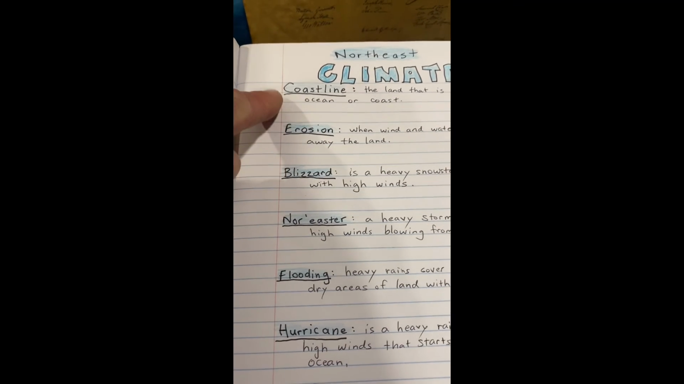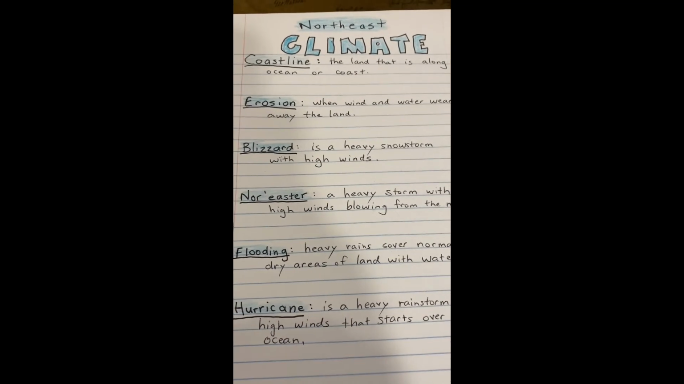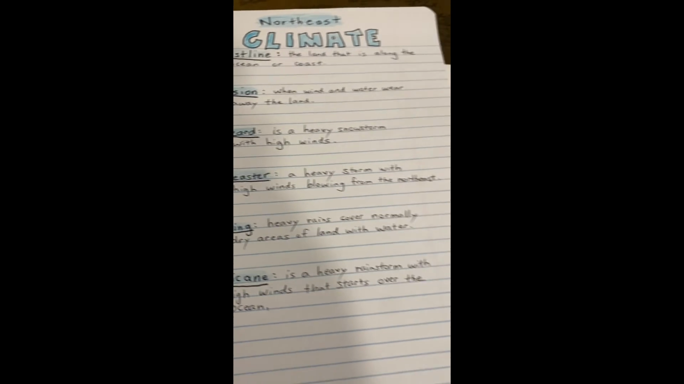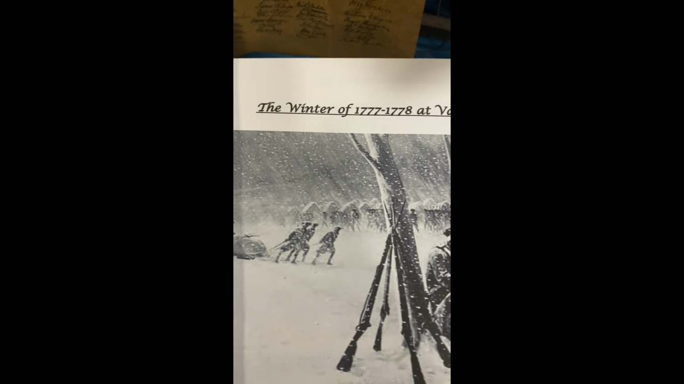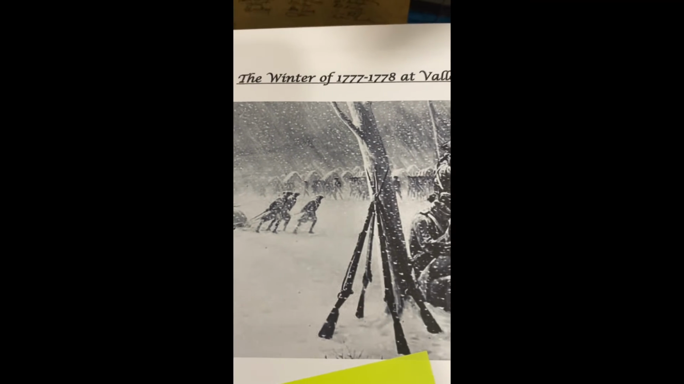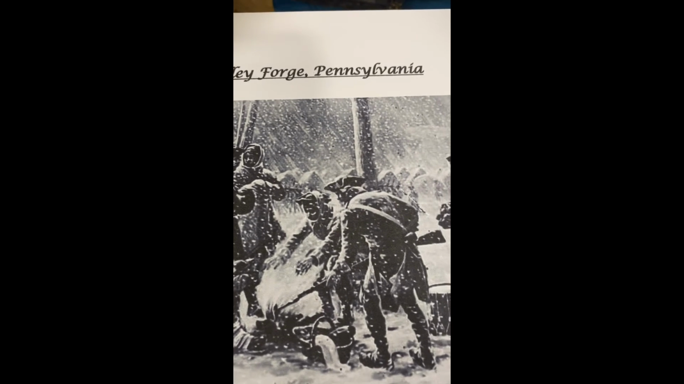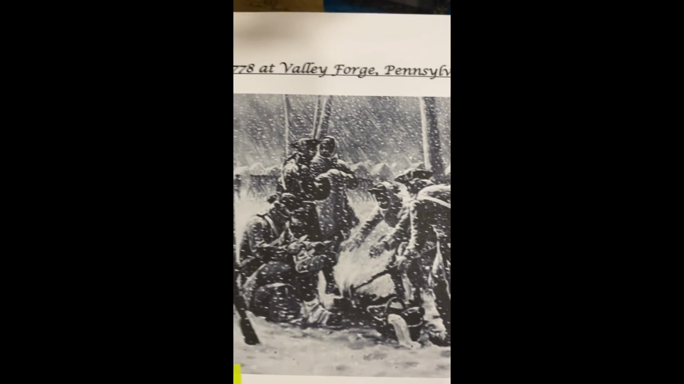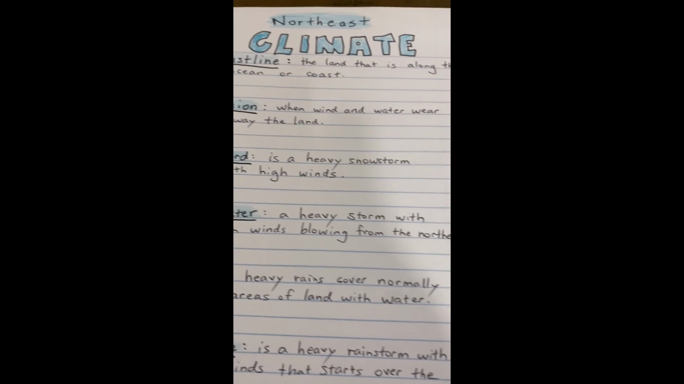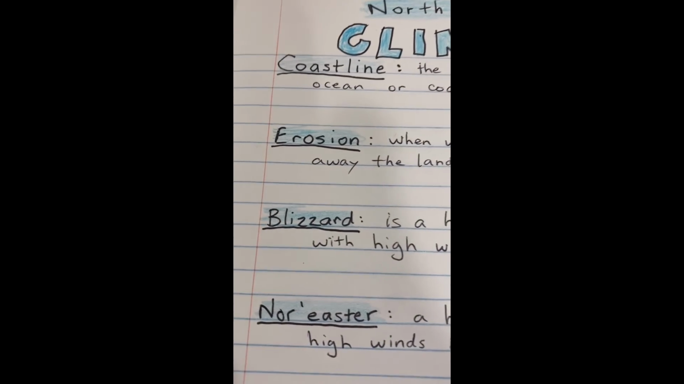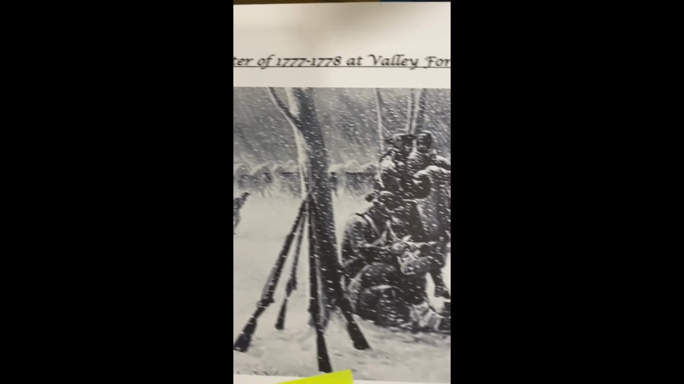So we have all this vocabulary that goes along with the Northeast, and it actually goes together with this event that I'm going to share with you next, this winter of 1777, this Valley Forge, Pennsylvania, and the really bad weather they had. In fact, the picture looks a lot like one of our words again, if you take a look at what this looks like.